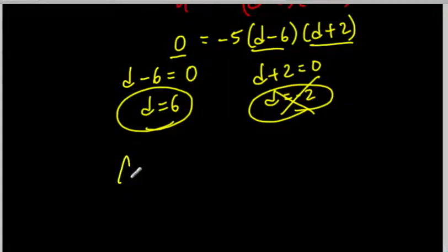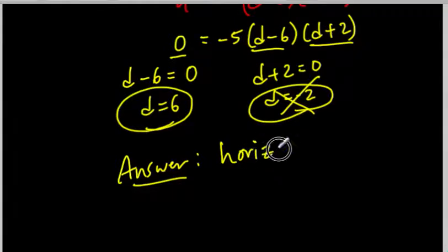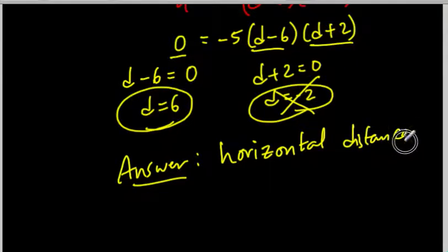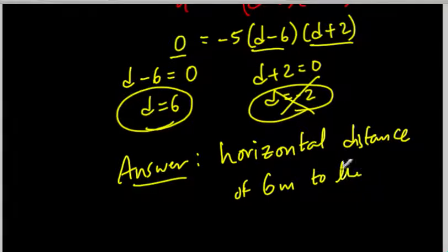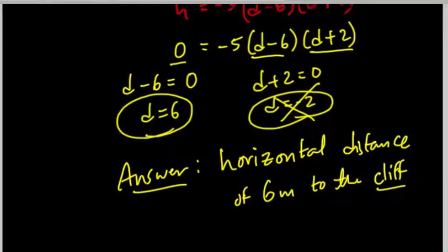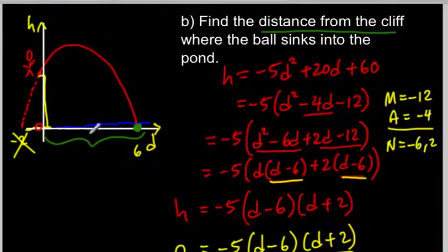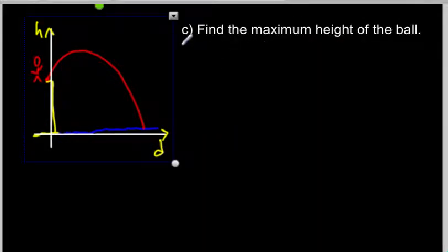So our answer is the horizontal distance of 6 meters to the cliff. All right, so the ball will land 6 meters from the cliff, and 6 meters from the cliff, basically, into the pond. Let's do C.